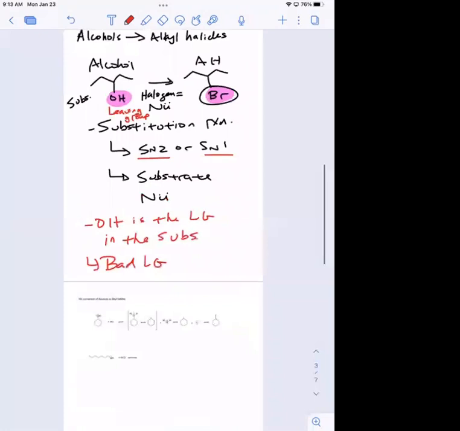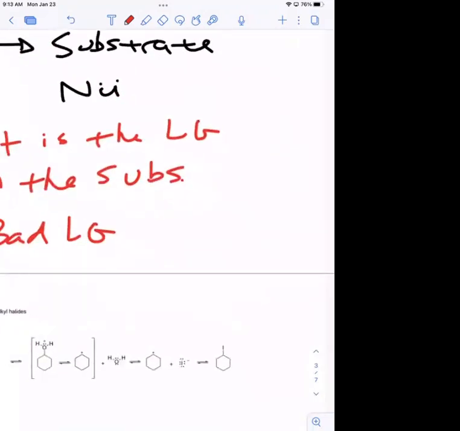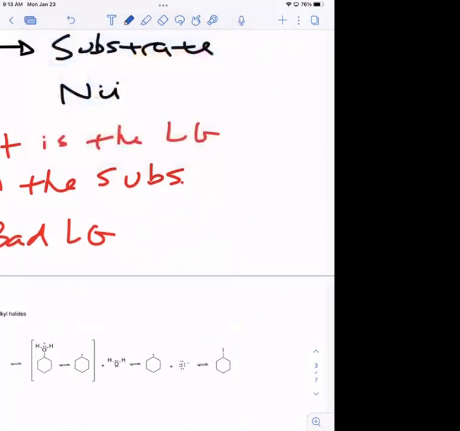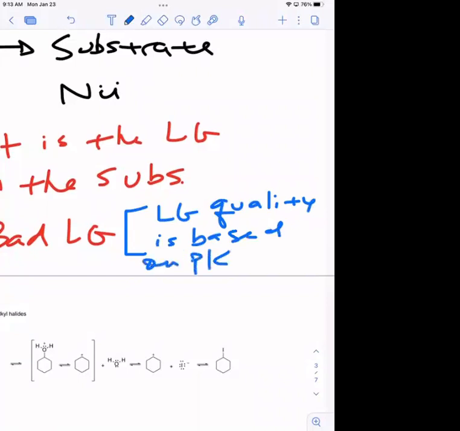And there's a way to determine the quality of a leaving group. Anybody remember that from part 1? Did we talk about that in part 1? pKa values. Come on, man. That's exactly right. The pKa value of the conjugate acid. So we're going to say leaving group quality is based on the pKa of the conjugate acid of the leaving group.